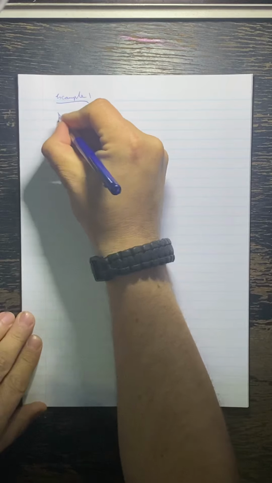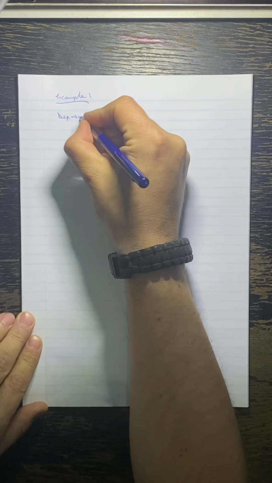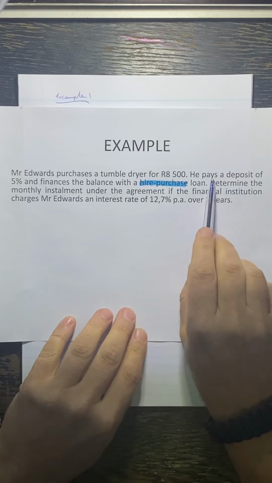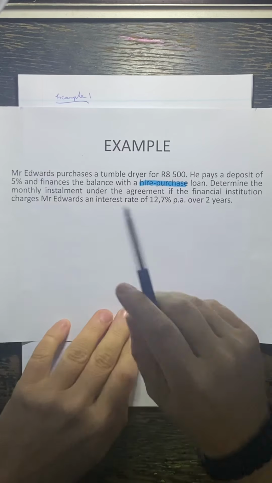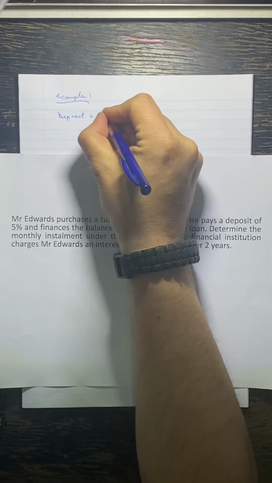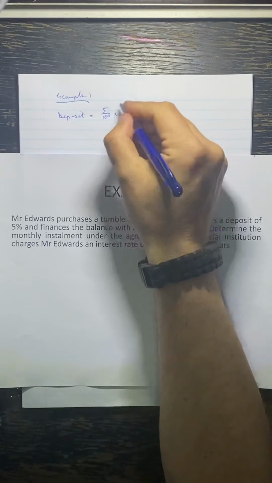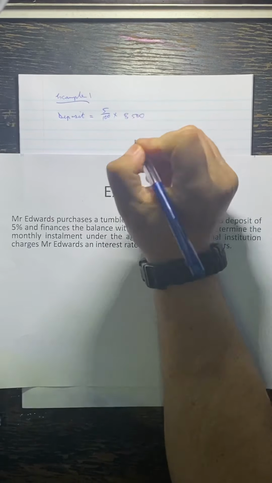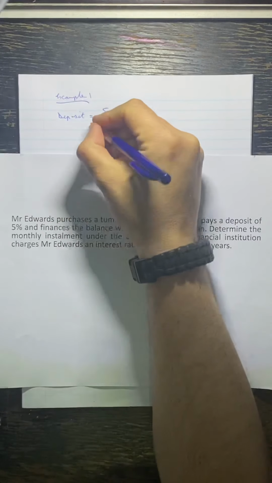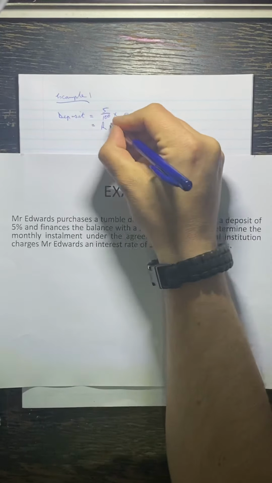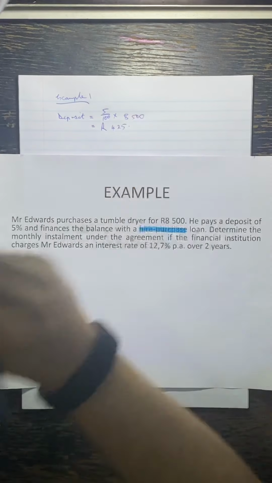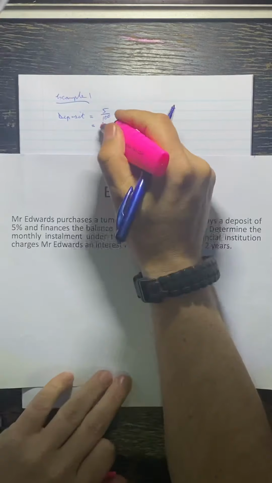The first thing I'm going to be doing is finding out how much is the deposit. So deposit will be equal to, now if we go back to the question, they're telling us here that he pays a deposit of 5%. So that will be 5%, and remember with percent we now write it over 100, and it's 5% of the total amount. So that's 8,500 Rand. This you can just type directly into the calculator and we get a deposit amount of 425 Rand. There's the deposit amount.